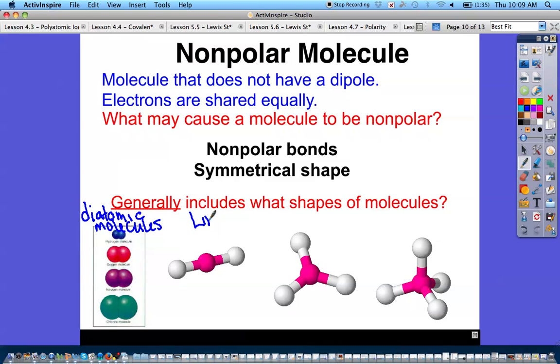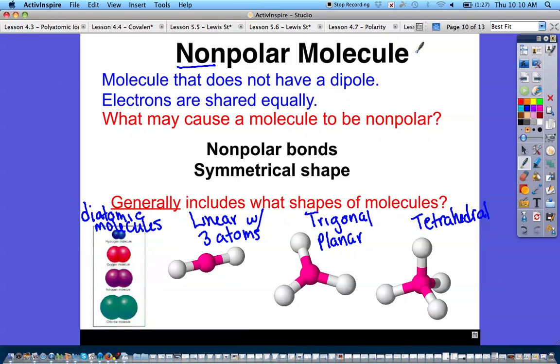Then we have linear with three atoms. We have trigonal planar. And then we have tetrahedral. How I remember this is it's nonpolar. It has no lone pairs on that center atom. That generally will help you determine the polarity of the molecule.